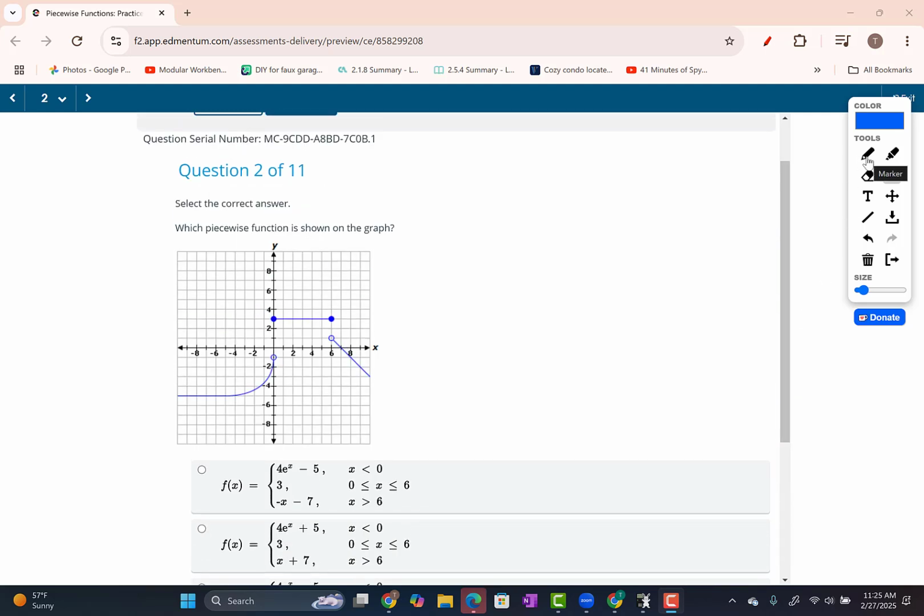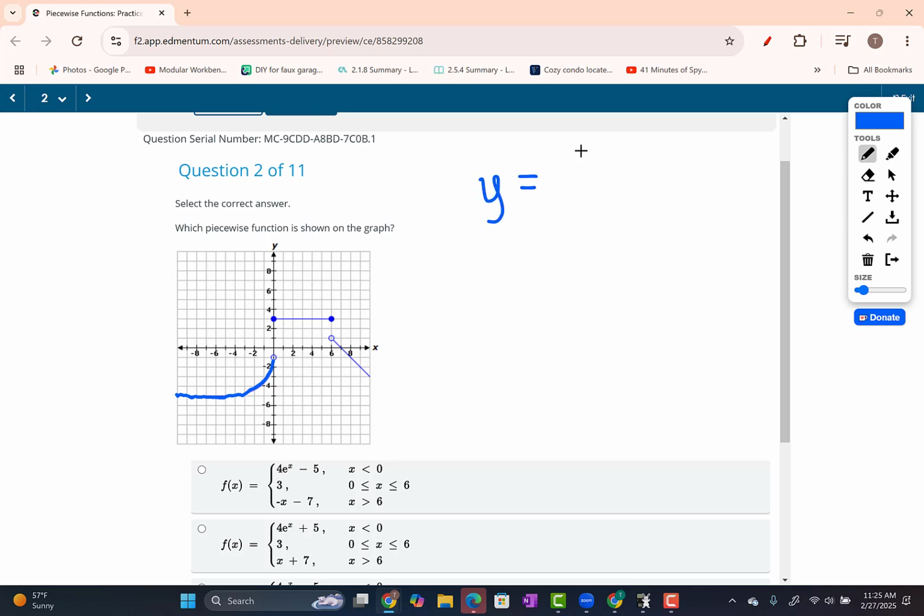Question 2, which piecewise function is shown on the graph? So just like we read a line, let's read this piecewise function from left to right. I think that would be easiest. So we're going to start with this curved function, which you should recognize is an exponential function.